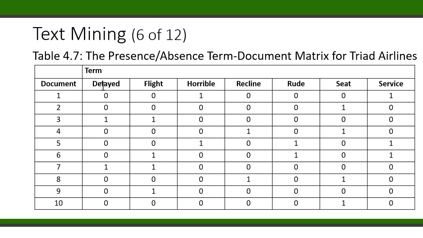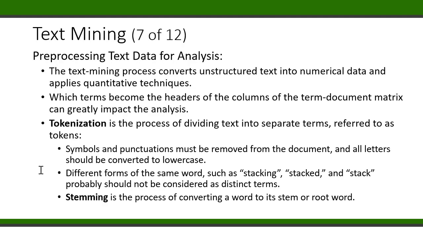So again, you need to think about, is it a frequency matrix you have, or is it going to be just a binary yes or no? 0 is no, 1 is yes. So that's part of the pre-processing of our data. We're converting that unstructured text into numerical data. And determining what words or terms you're looking for can greatly impact the analysis. That goes back to, if you don't choose the right words, then you're going to miss the relationships.